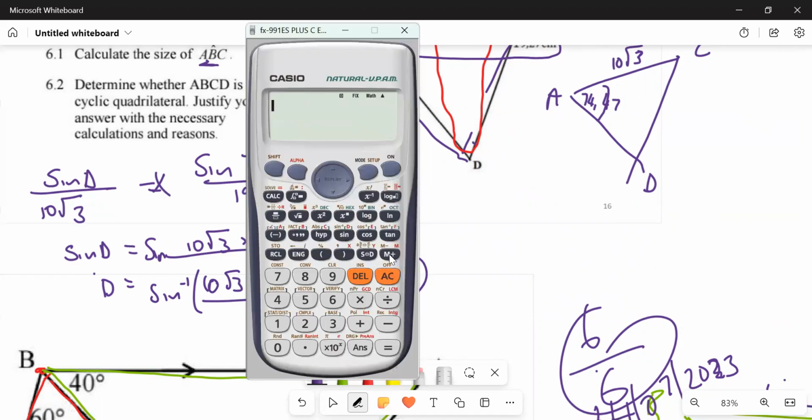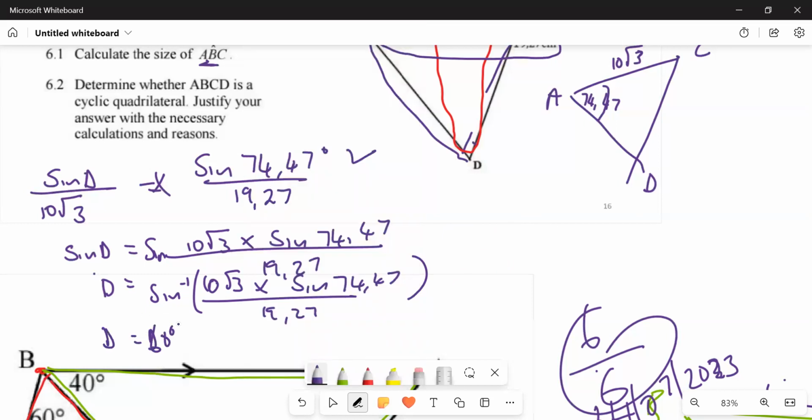Okay, if you type this exactly the way it is in your calculator, you are going to say, okay, but now instead of having sine, we have the sine arc. So it's shift sine arc. Okay, shift sine arc, and then we're going to have fraction. You have 10 root 3. Okay, this is going to be multiplied by the sine of 74.47. Okay, close bracket. All over 19.27. Okay, close bracket. And then it says, which one is our answer? D is going to be equal to what? D is going to be equivalent to 60 degrees.